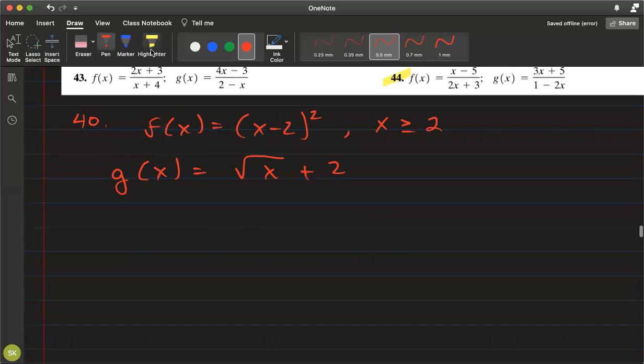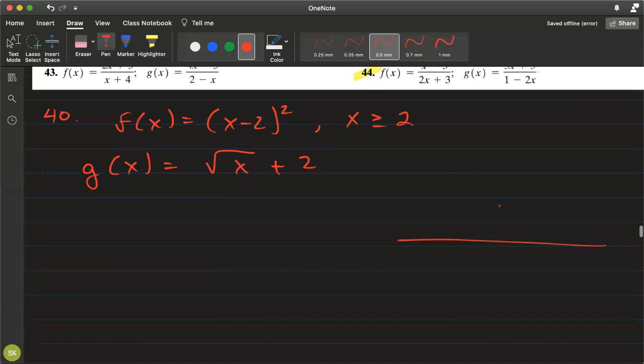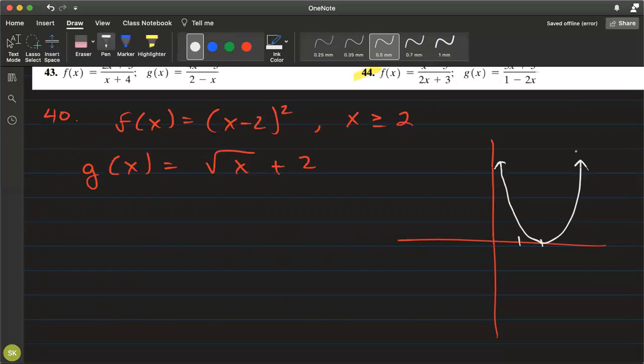First off, let's look at a graph of this so we can understand why we're making this restriction. What is the graph of x minus 2 squared? Well, notice that the parent function is x squared. So this is taking the parent function x squared and moving it to the right 2 units. So it looks something like this. This is the graph of f. Now this function is not one-to-one. So when a function is not one-to-one, you make a restriction. You get rid of part of the graph, and by getting rid of part of the graph, you can make it one-to-one.